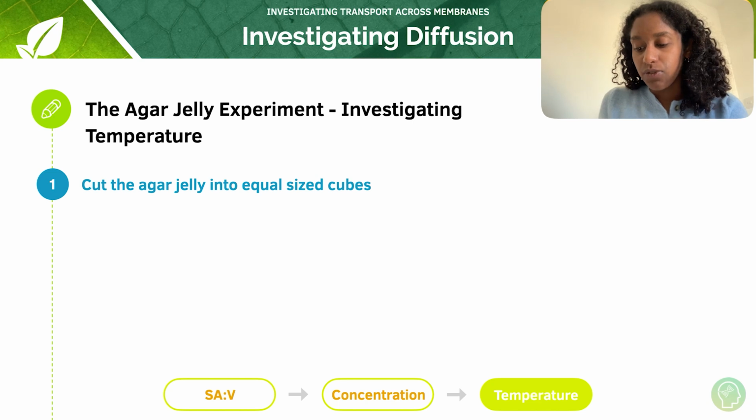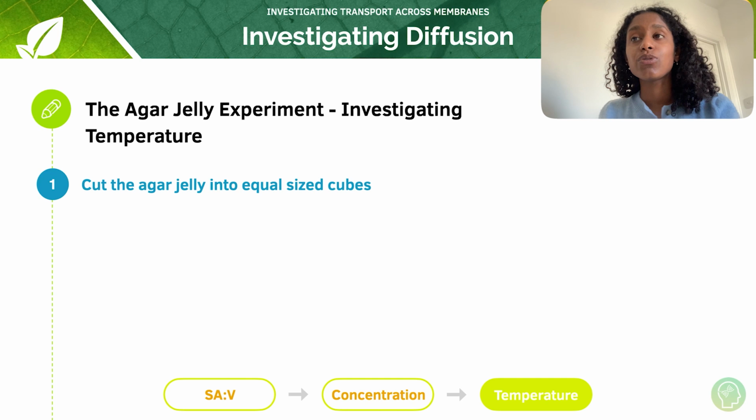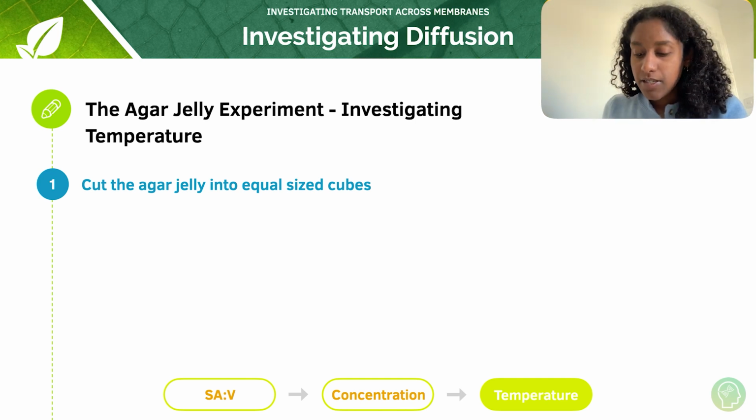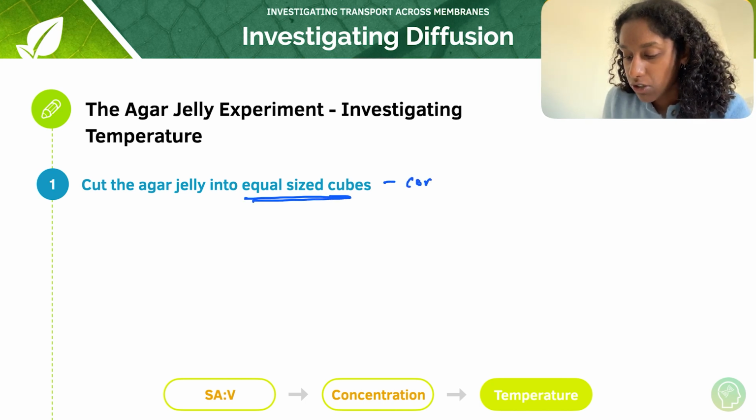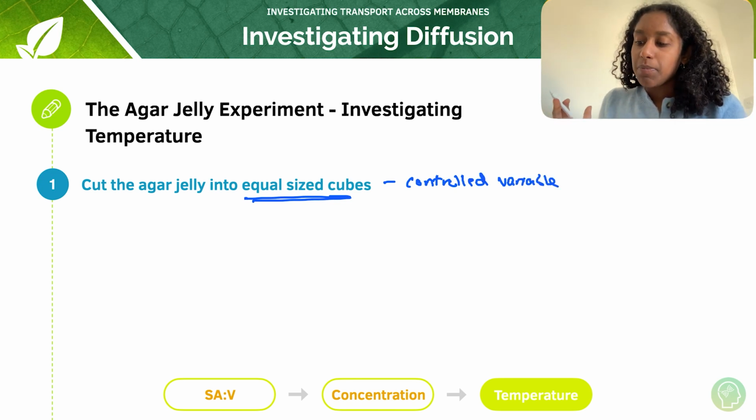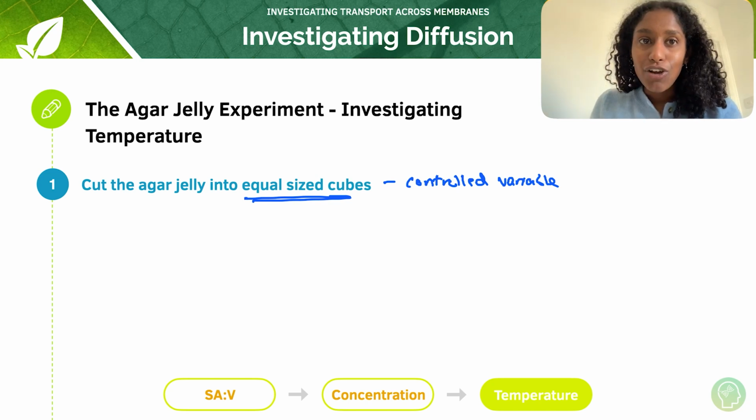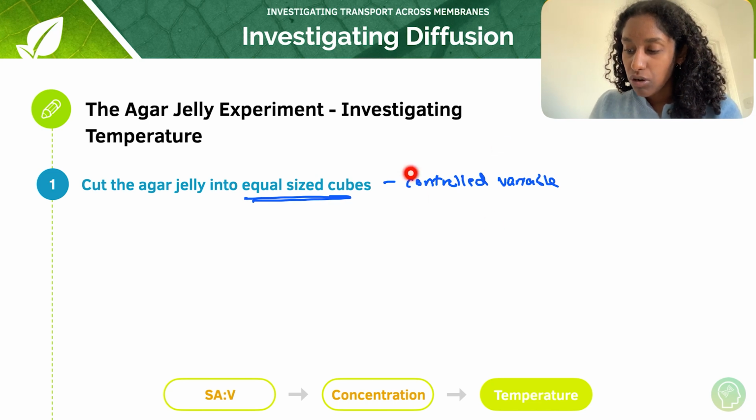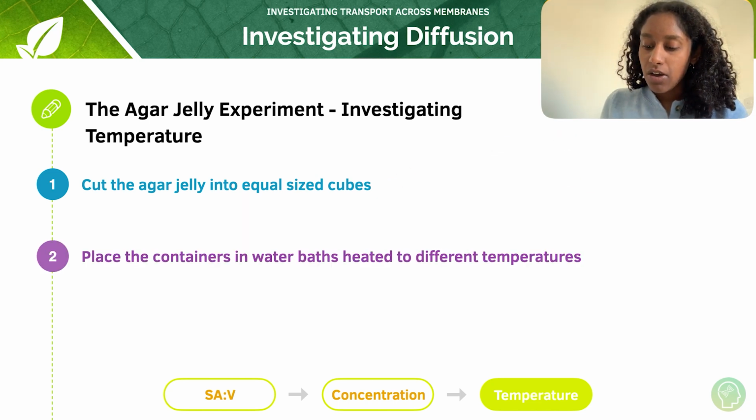Okay, and last of all, we're going to investigate temperature. So again, we want to control as many variables as possible. So we want to cut our agar jelly into equal sized cubes, so that's our control variable. And we're going to place these agar jelly cubes into containers with the same concentration of hydrochloric acid, so that's another controlled variable. And this time we are investigating temperature, so we're going to vary the temperature.